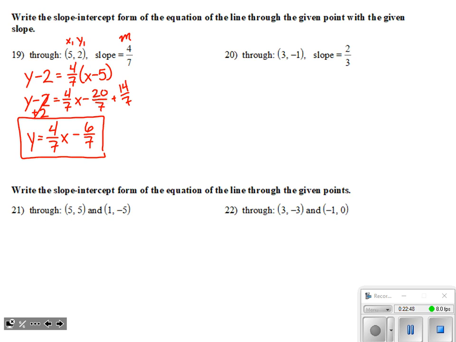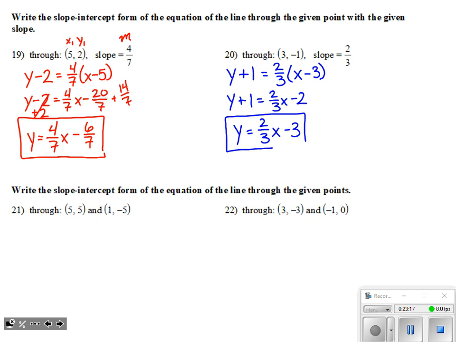Number 20 has the same general setup, so let's see what point-slope would look like to get this thing started. Y minus negative 1 equals 2/3, my slope, times the quantity x minus 3. Let's distribute that 2/3. 2 divided by 3 times 3. Well, divided by 3 and times 3 cancel each other out. That's just negative 2. And then we'll subtract 1 from both sides to arrive at our final answer. Not too much of a chore.